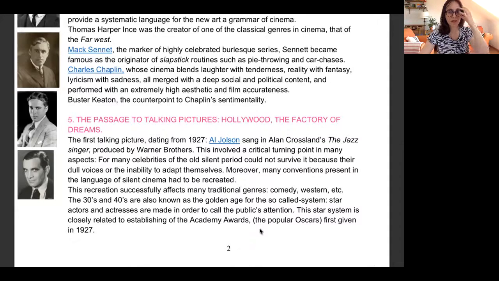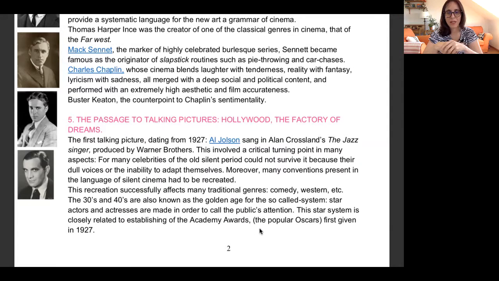For many celebrities of the old silent period could not survive it because of their voices or their inability to adapt themselves. And this is very well explained in a movie that is called, and you know this movie, Singing in the Rain. You could see that. Another important movie where you could see the evolution, or a link to that kind of change in the cinema, is The Wizard of Oz as well. Remember where they changed from black and white movies into the color ones, right?